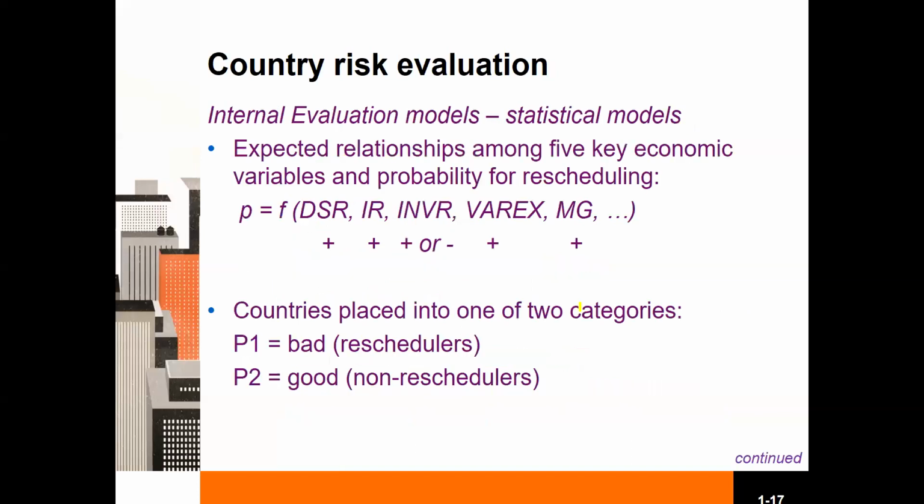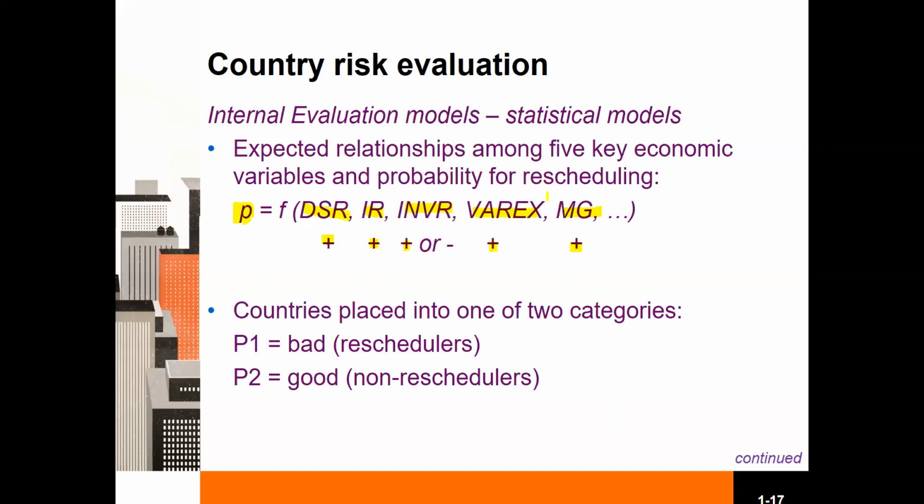Now we can summarize the expected relationships among these 5 key variables and the probability of rescheduling. On the left-hand side, we have the probability of rescheduling, which is a function of the 5 ratios that we discussed so far: the debt service ratio, the import ratio, the investment ratio, variance of export earnings, and money supply growth. And these are the expected signs. You can see positive, positive, negative, positive, and positive.